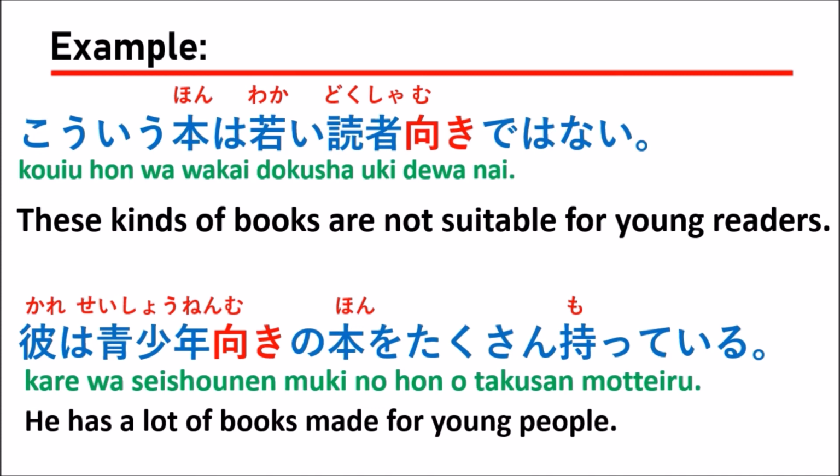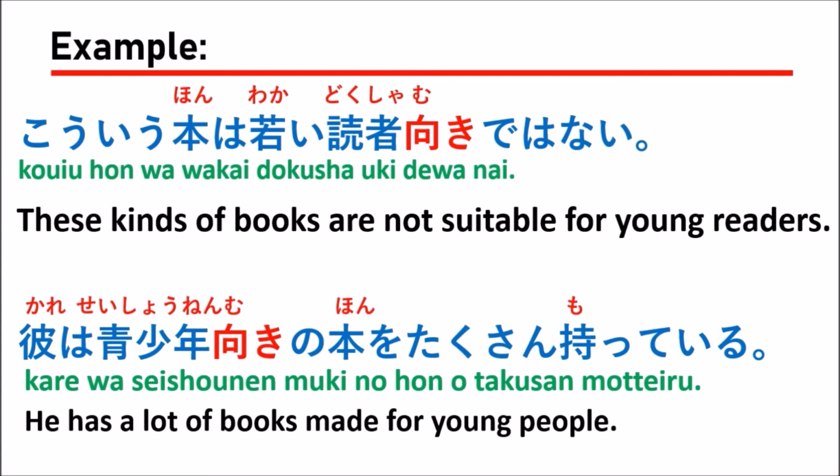For the first sentence, here we say 読者, which means reader, a person who likes reading many documents, right? And here they say wakai. Wakai means young, so young readers. Muki means for young readers, but dewa nai means not for young readers, right?